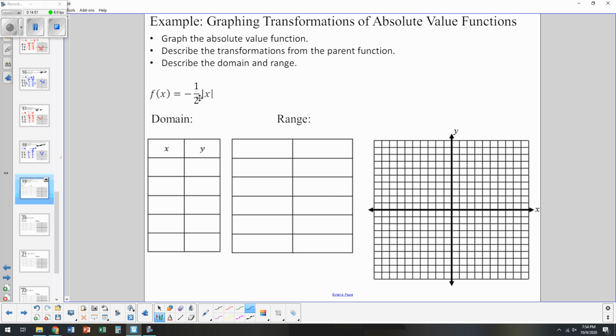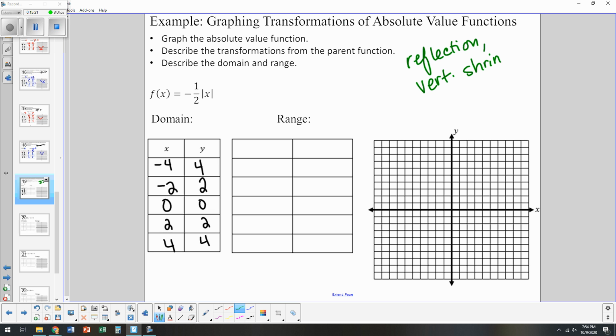All right, and this next one I have -1/2. So what I'm going to do is pick numbers for my domain that are divisible by 2. So I'm going to just go with -4, -2, 0, 2, 4. And remember, this is just the absolute value, so I'm going to get 4, 2, 0, 2, 4. This is a negative, so we have a reflection. And 1/2 is a vertical shrink. So a vertical shrink of 1/2.